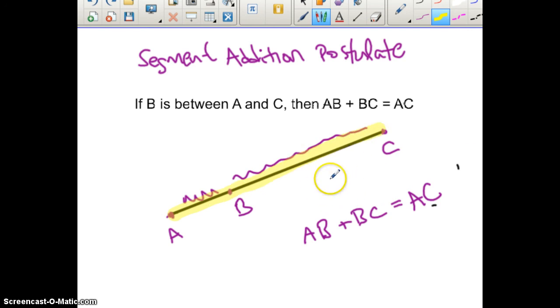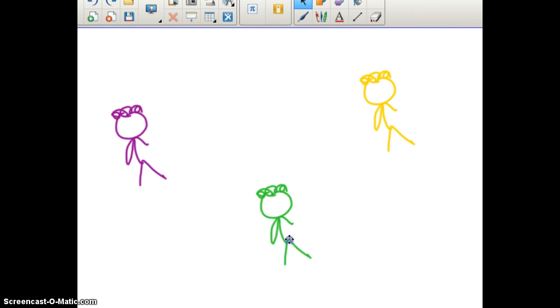Notice again that there are no symbols on top of the segment names. That's because we're not saying that segment AB plus segment BC equals segment AC. We're saying the length of AB plus the length of BC equals the length of AC.